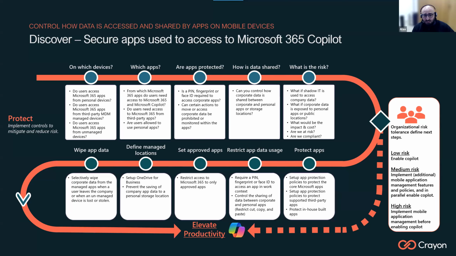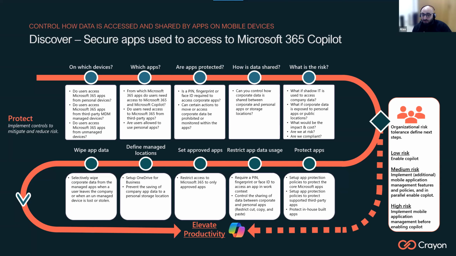Moving to the second phase, which is the implementation or the protection. First, protect your apps by implementing security measures such as encryption, multi-factor authentication, and regular updates to safeguard against vulnerabilities, and set up protection policies to secure the core Microsoft 365 apps. Second, restrict app data usage to limit how and where data can be used within the application. Prevent unauthorized users. Require PIN, fingerprint, or Face ID to access the applications.